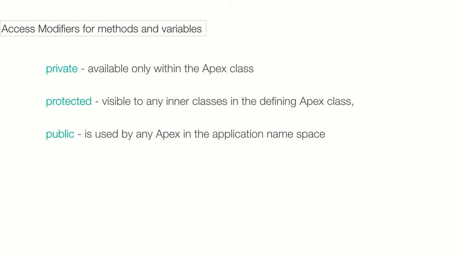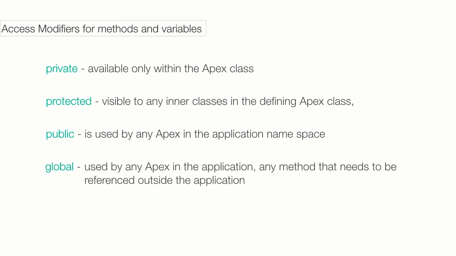Public. This means the method or variable can be used by any Apex in this application. Global. This means the method or variable can be used by any Apex code that has access to the class and not just the Apex code in the same application. This access modifier should be used for any method that needs to be referenced outside of the application, either in the SOAP API or by other Apex code. If you declare a method or variable as global, you must also declare the class that contains it as global.